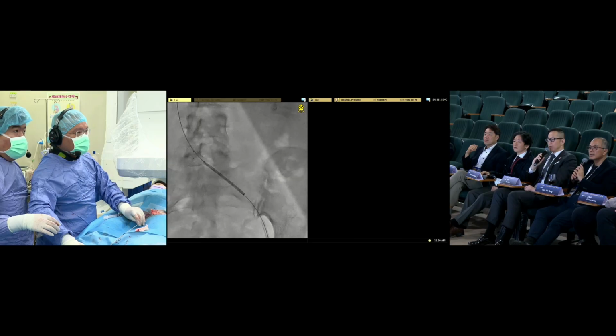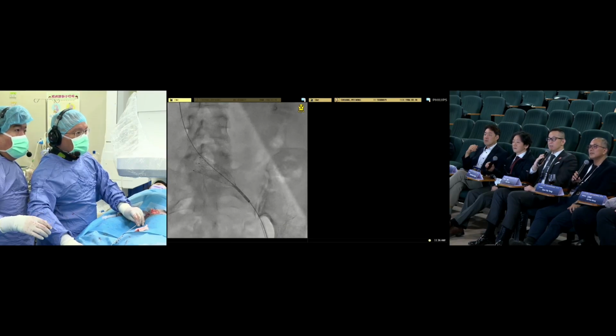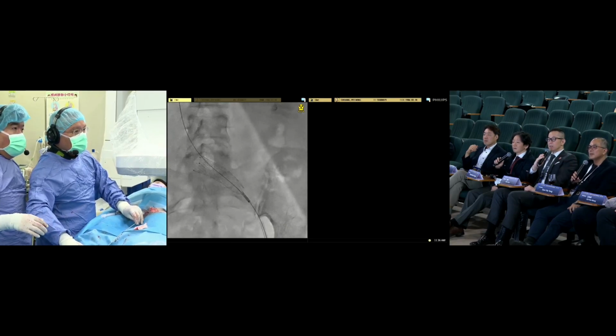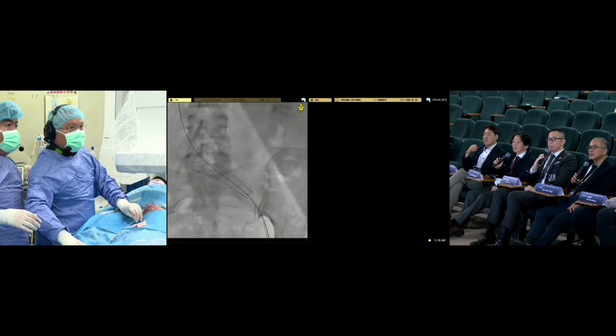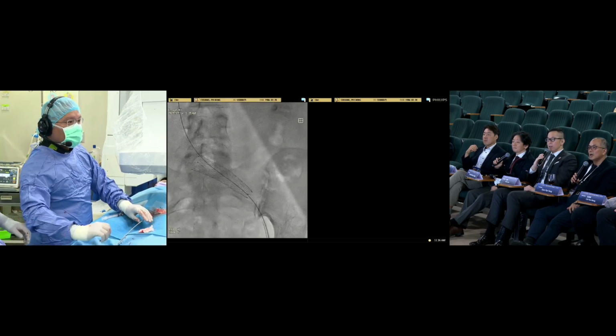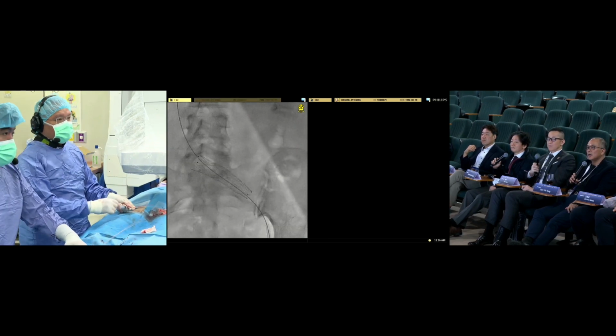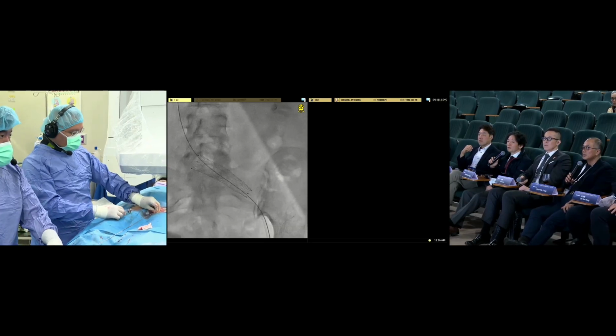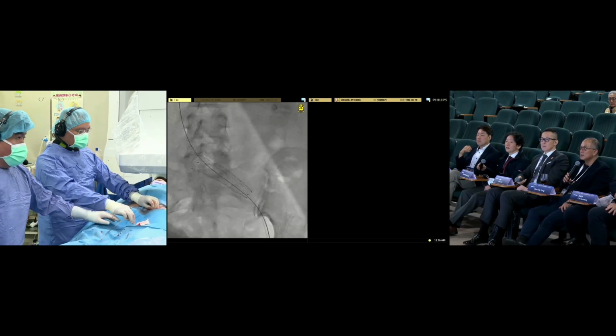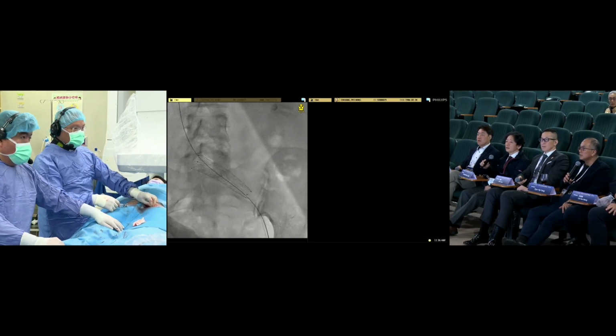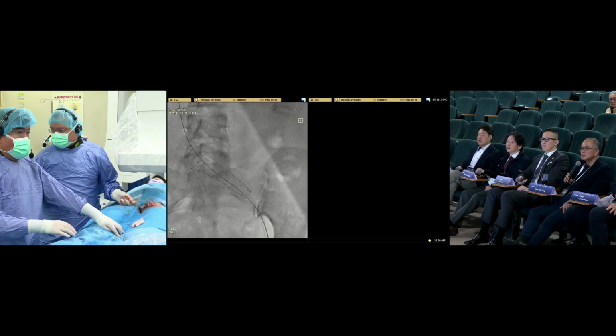Show us the angio. Okay, we have already deployed the venous stent. Could you tell me the spec of the stent? Okay, this is a Venovo stent. What's the size? We chose 14, 60.